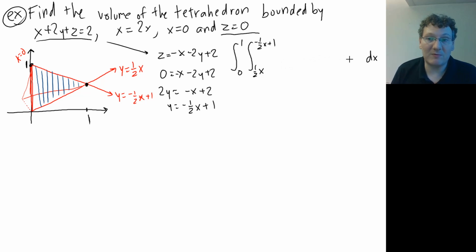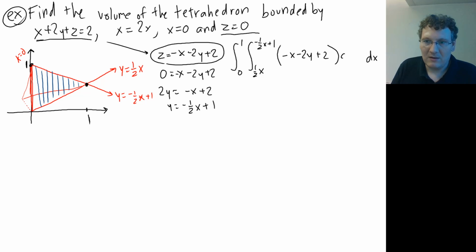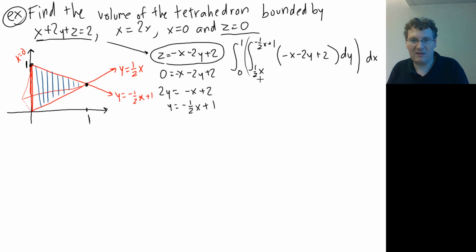I'm trying to find the volume of this thing, and the volume is found by just integrating the number 1. Actually, I'm trying to find the volume under this plane over this region, so I'm going to have that as my function. I'm integrating negative x minus 2y plus 2 dy, the iterated integral.